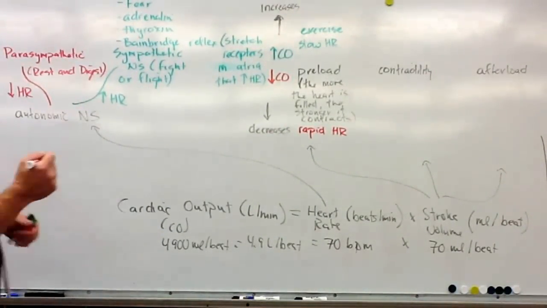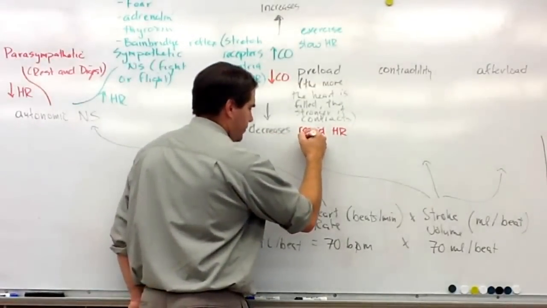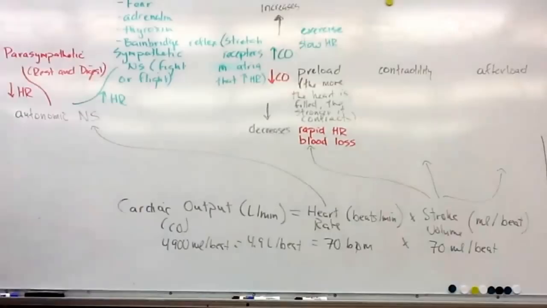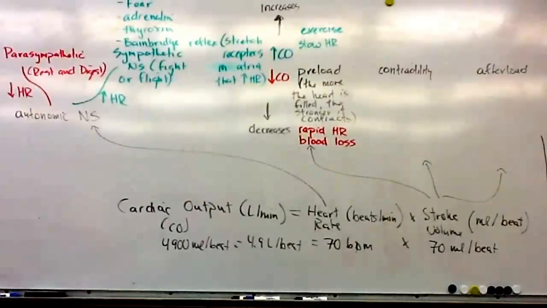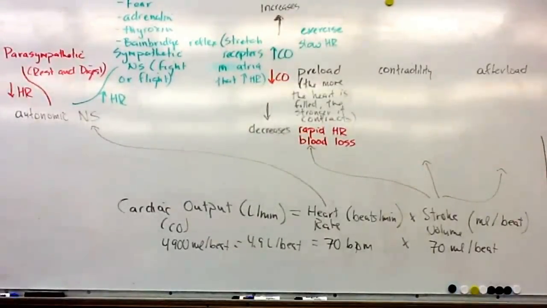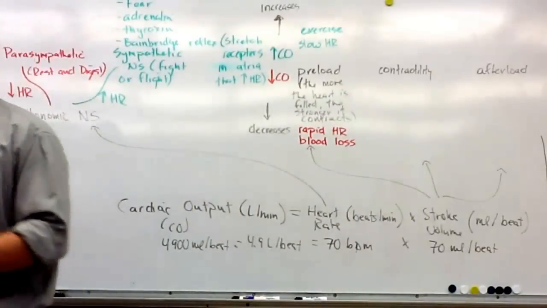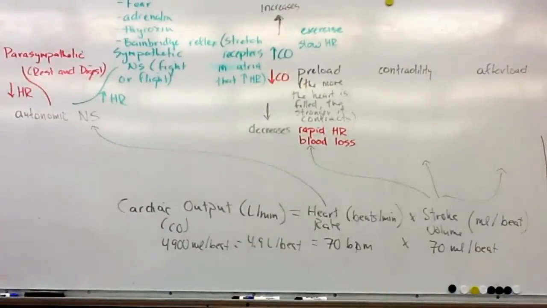Another kind of nice thing is if you're hemorrhaging or you have blood loss, you don't have as much blood to fill the heart, so preload goes down. The heart won't contract as hard, so you won't be pumping blood out faster to feed that hemorrhaging. So preload is essentially the more blood that you stuff into the heart, the harder it will contract. We could put preload actually as a subheading of contractility, but you'll see the word preload a lot, so it's important to kind of keep that separate.